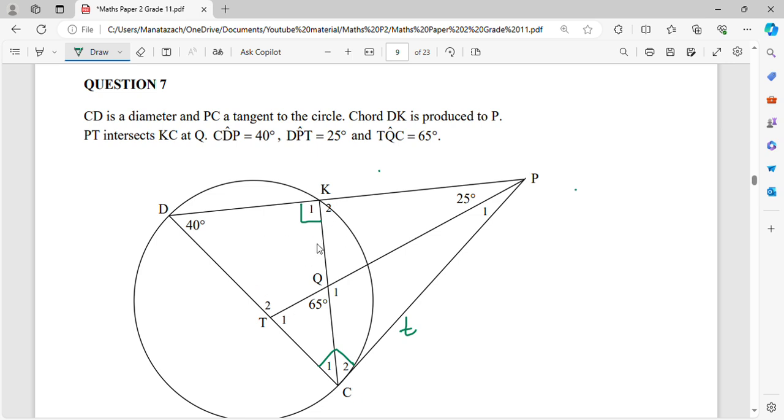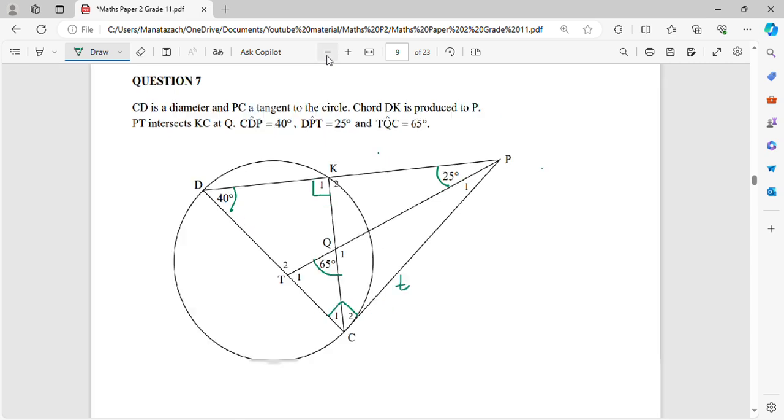Tan is perpendicular to the diameter, and then it says chord DK is produced to meet PT, which intersects KC at Q. CDP is 40, you have 40, you have 25, then you have 65. And then let's get to the first question.